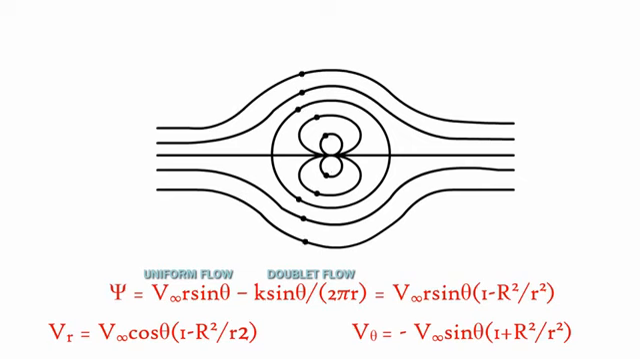Note that the source and sink flow are combined to form what's called doublet flow, which has its own stream function where K is the strength of the doublet. The stream function can be simplified because R equals the square root of K over 2 pi times V infinity. Again, we want to ignore the flow inside the cylinder and only focus on the flow on the surface and outside of the cylinder.